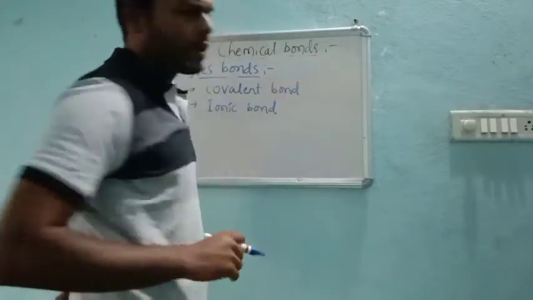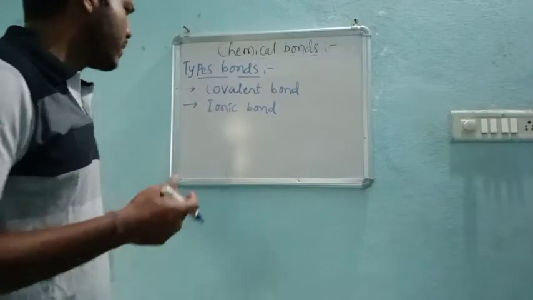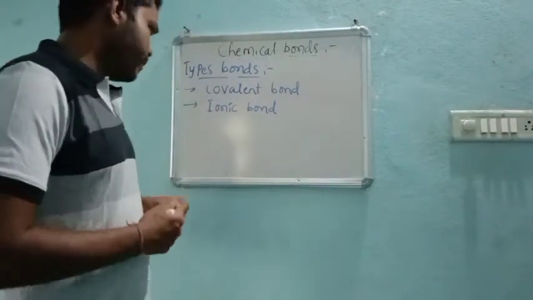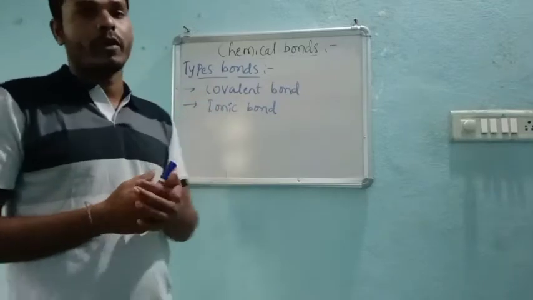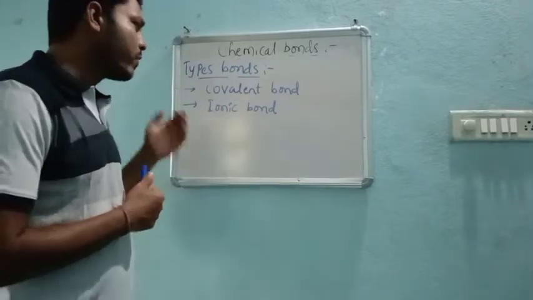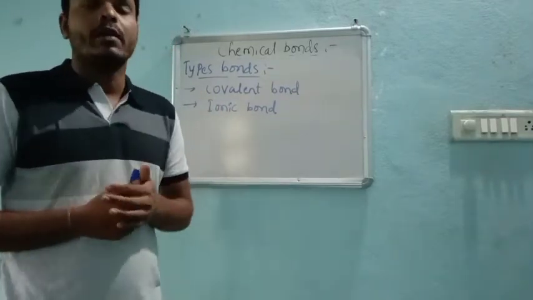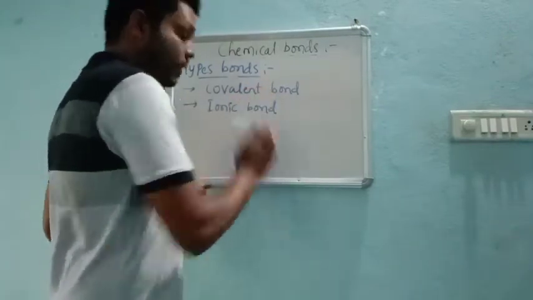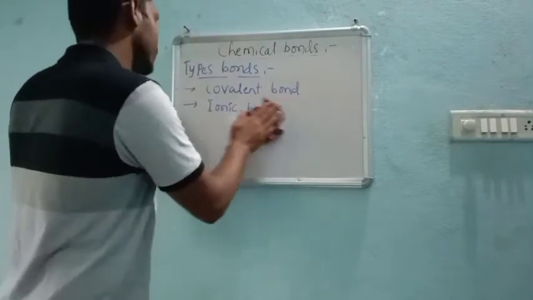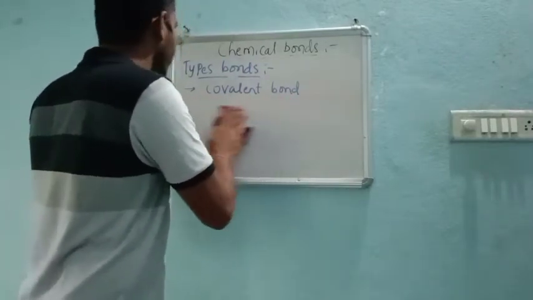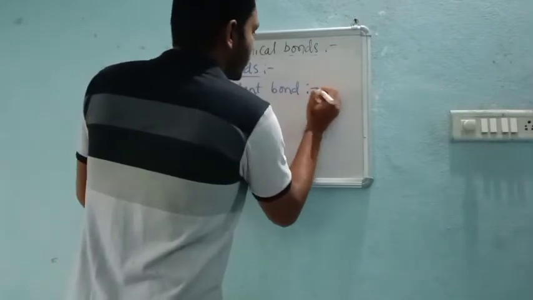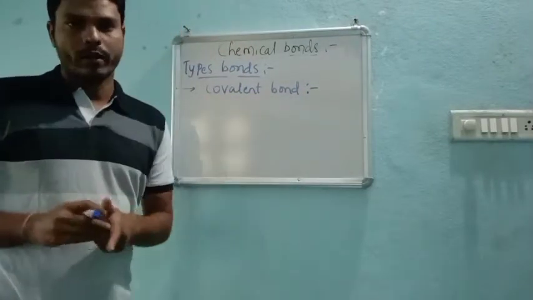So with bonds, we can see a number of different types, but these two are very important, and these two types of bond we very often see in normal chemicals, right? So first we will see what is a covalent bond. Now we already have an idea about bonds, so now the covalent bond.